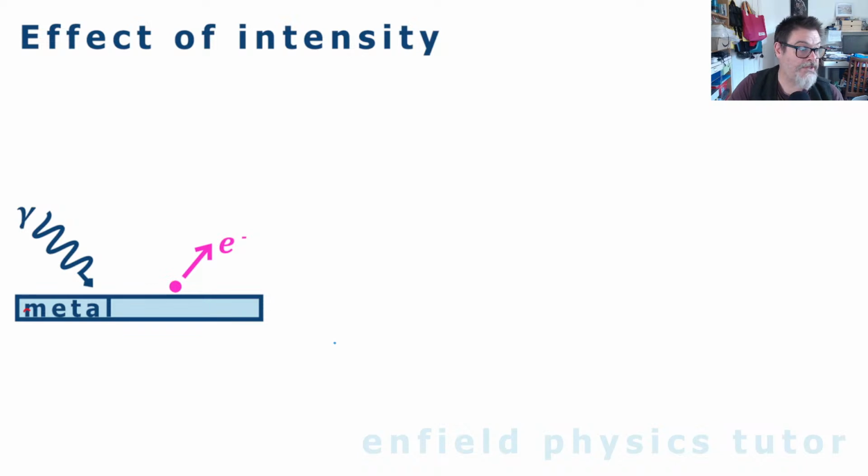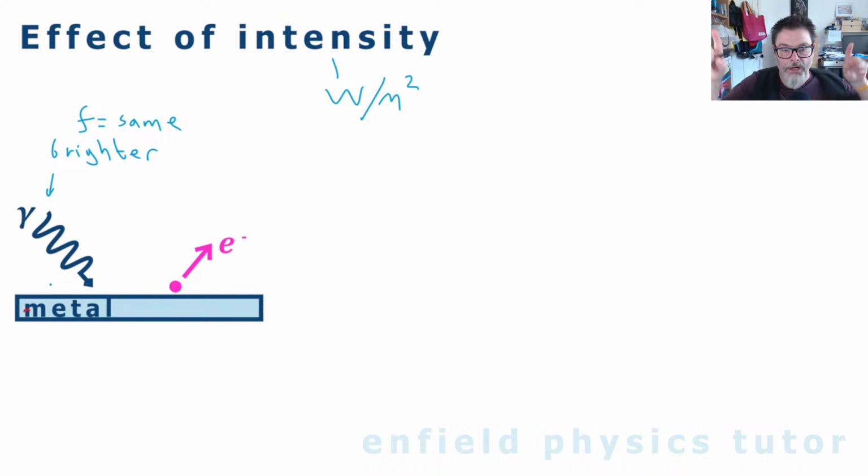What about the effect of intensity? What that means is making this brighter. Intensity, as you probably remember, is a measure of energy arriving per second per meter squared, so it's watts per meter squared. So we're increasing how much energy is going, but we are keeping F, very important, the same. So we're not changing the colour, in inverted commas, of the light. What happens if we do this?